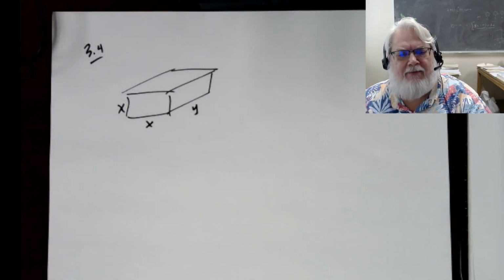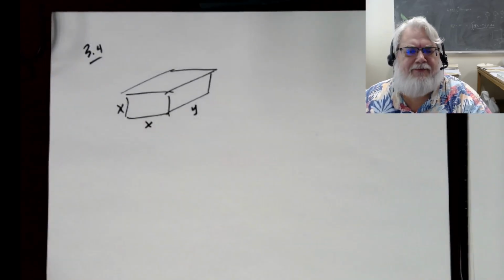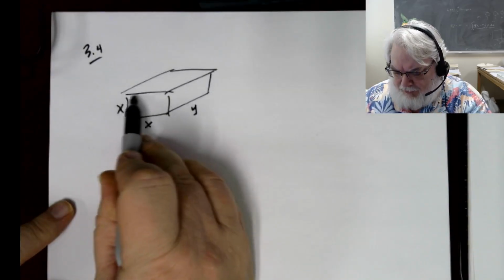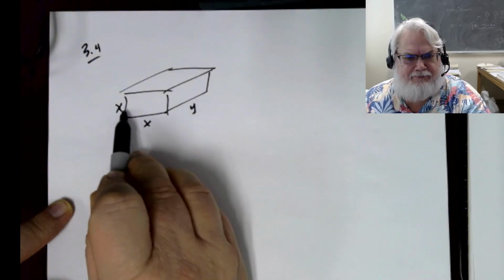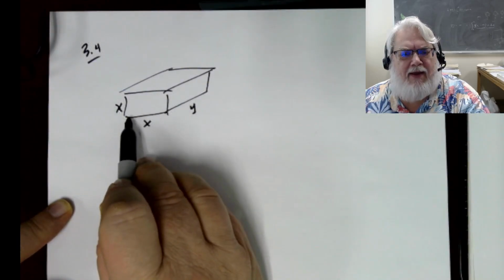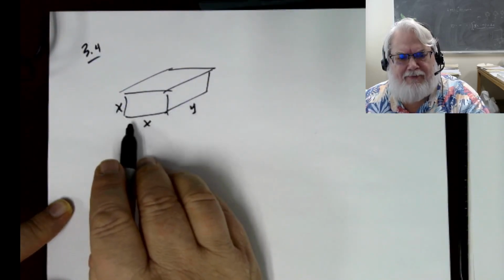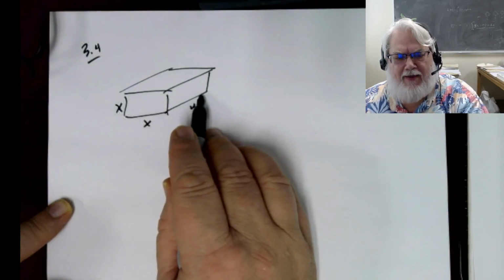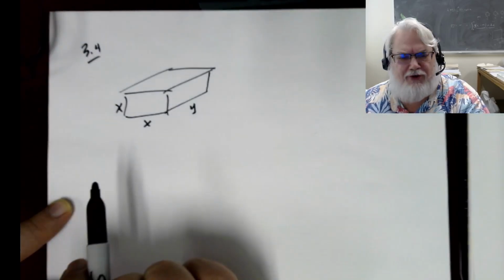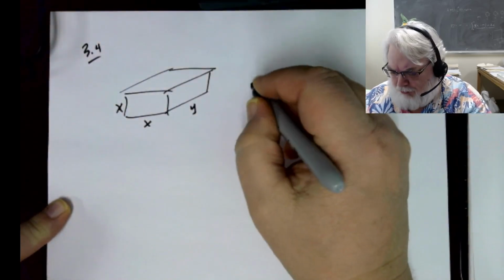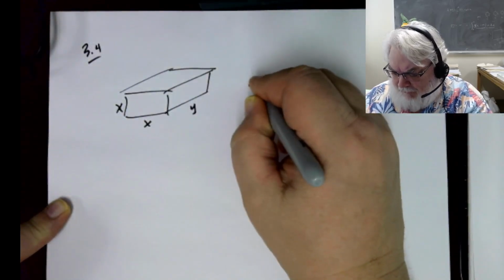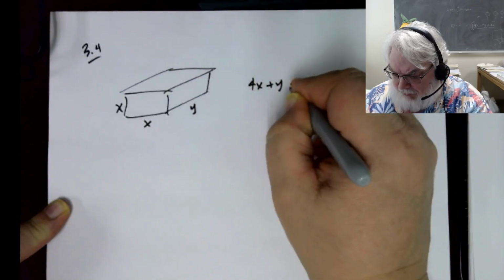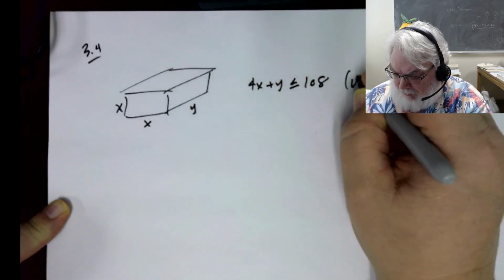So what does that mean about this box? The girth is the perimeter of the side here. So that's going to be 4x, right? And if you take the sum of the 4x plus the y, that needs to be less than 108 by post office rules. So we'll say that 4x plus y is less than or equal to 108 for USPS.